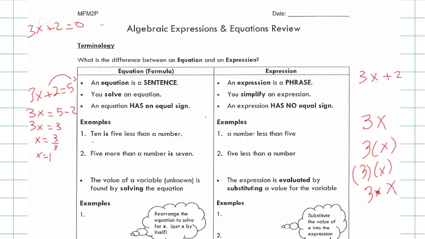Is x a multiplication sign? No, x is a variable, right? It's a variable. If that's making you kind of confused, you can use a instead. I can use 3a plus 2 equals 5, 3a equals 5 minus 2, 3a equals 3.